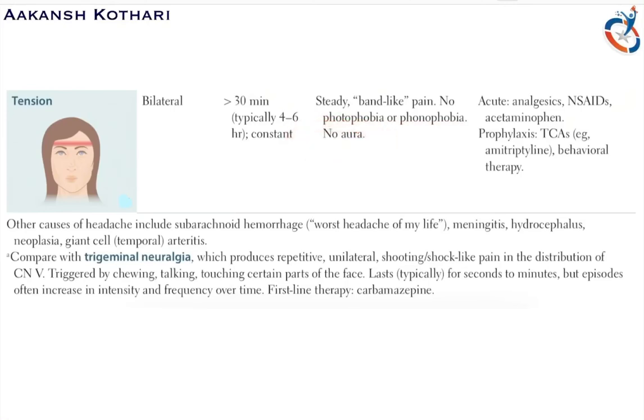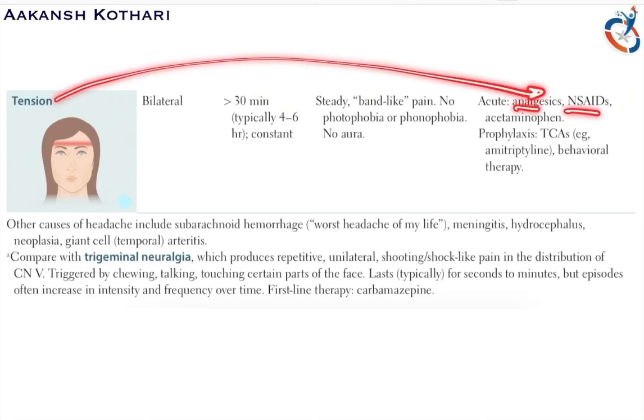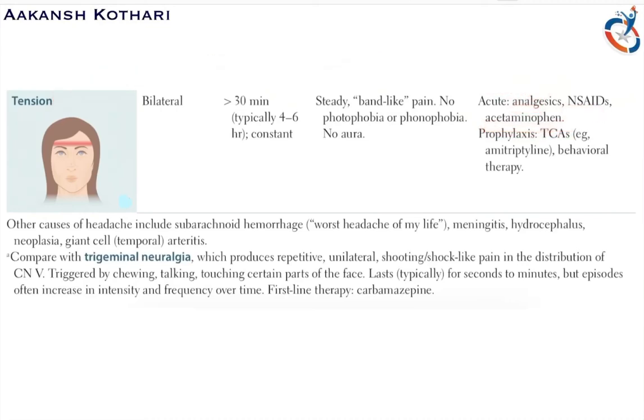Now talking about the treatment of tension headaches, the acute treatment includes analgesics, NSAIDs and acetaminophen. Okay, so these are basically painkillers, whereas the prophylactic treatment includes TCAs, example amitriptyline, and behavioral therapy. Am I clear? So this is basically all about the three different types of headaches.